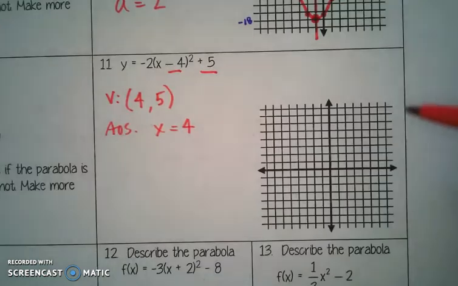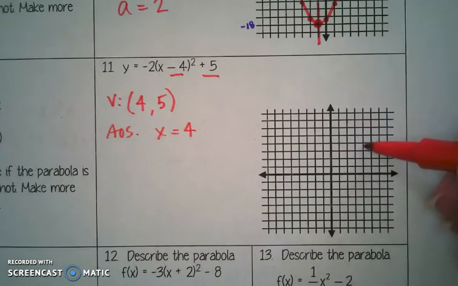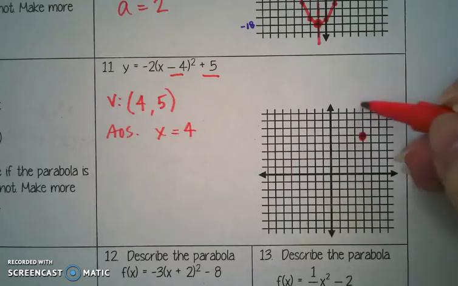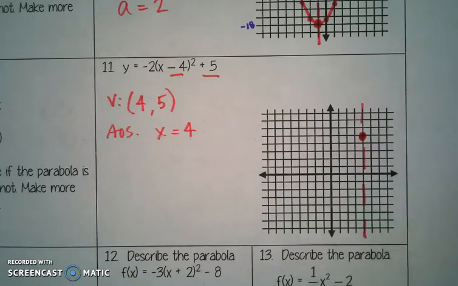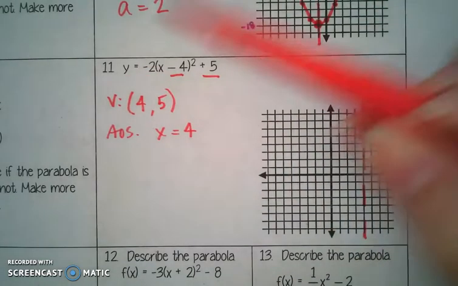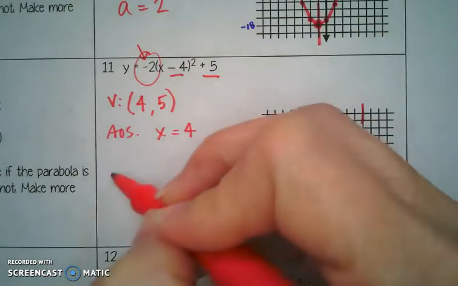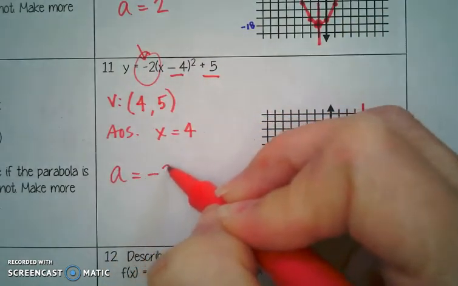So let's go ahead and graph that. So over 4, 1, 2, 3, 4, and up 1, 2, 3, 4, 5. (4, 5). So there's our vertex. Here's our axis of symmetry, which is our mirror image line. So now we know our parabola is going to sit right there. So scope out the a. Here's the a right here. The value of a is -2.